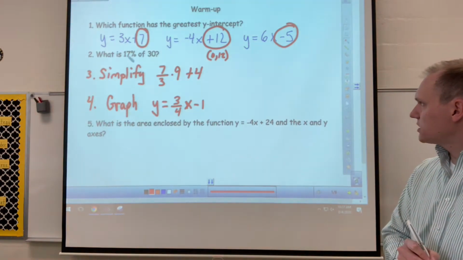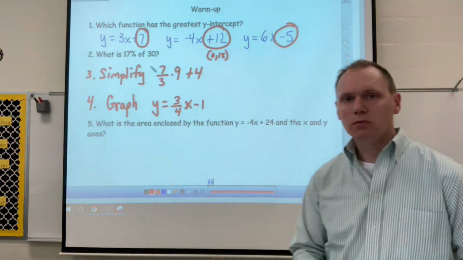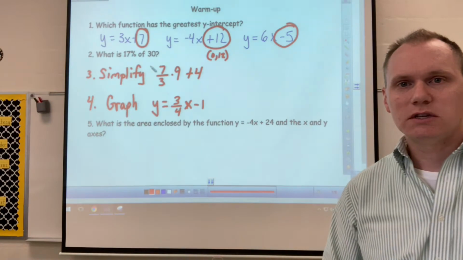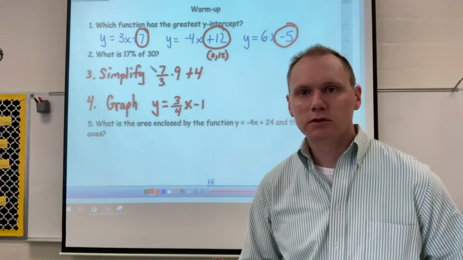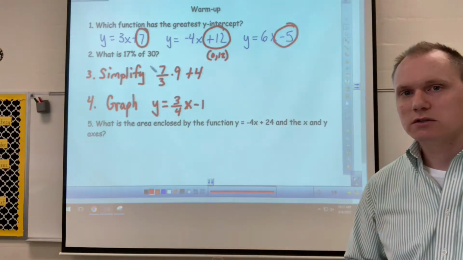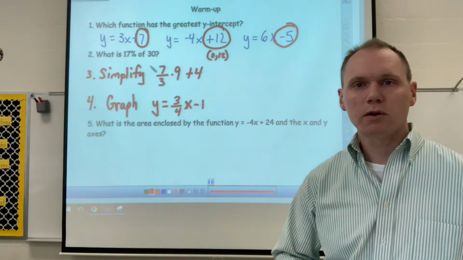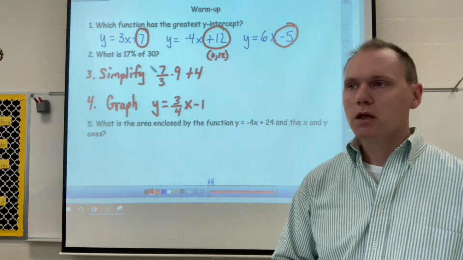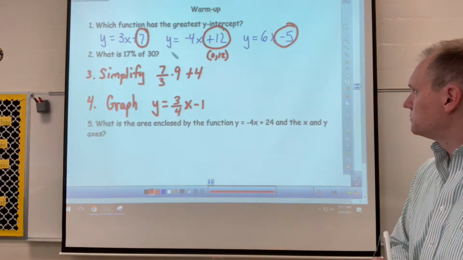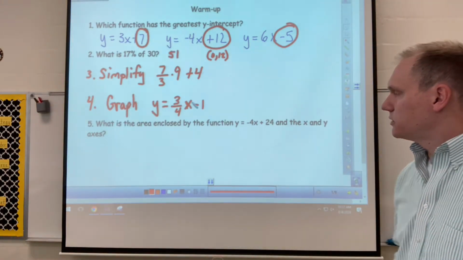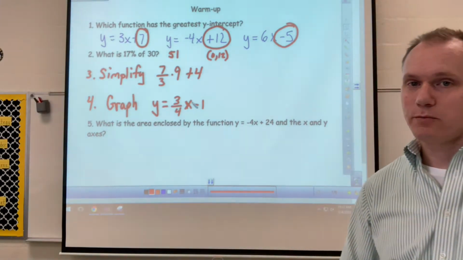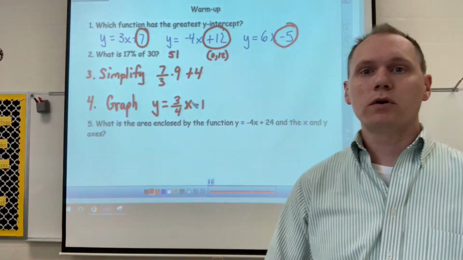Number 2, what is 17% of 30? Again, multiply the two numbers involved, 17 and 3, without the trailing 0. 17 times 3, let's see, 10 times 3 is 30. 7 times 3 is 21. 30 plus 21 is 51. So it's some version of 51. It's either 51 or 5.1 or 0.51 or something like that.